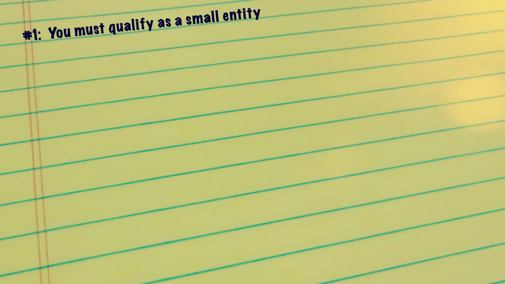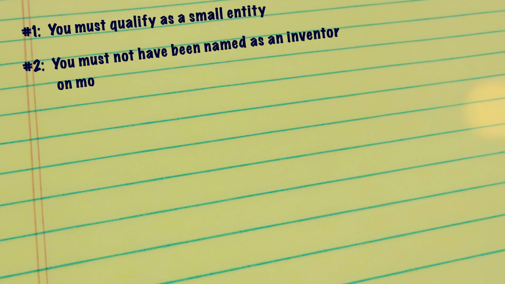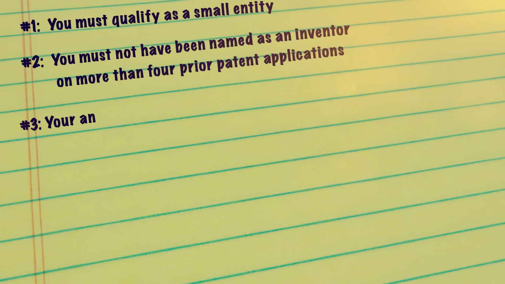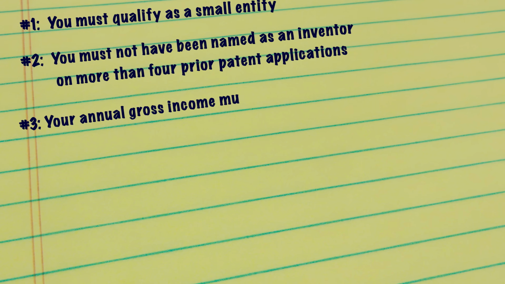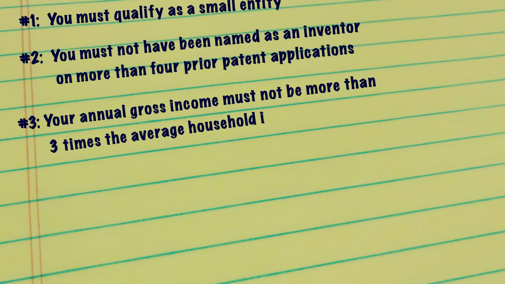Now, there are 4 requirements for determining micro entity status. The first requirement is that you must qualify as a small entity. The second requirement is that you must not have been named as an inventor on more than 4 prior patent applications. The third requirement is that your annual gross income in the prior calendar year must not be more than 3 times the average household income in the U.S. for the prior calendar year.